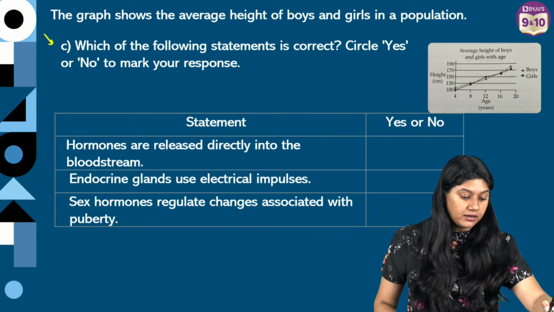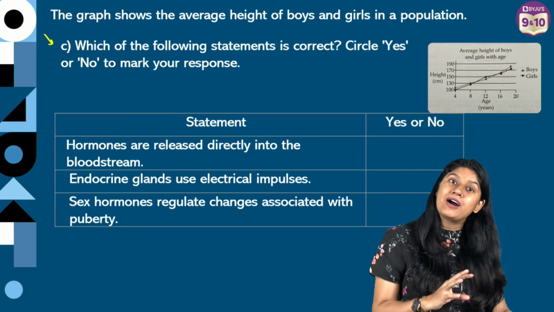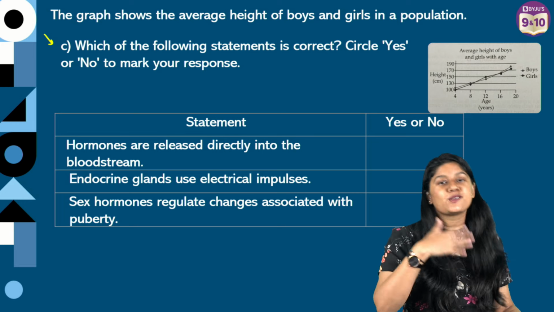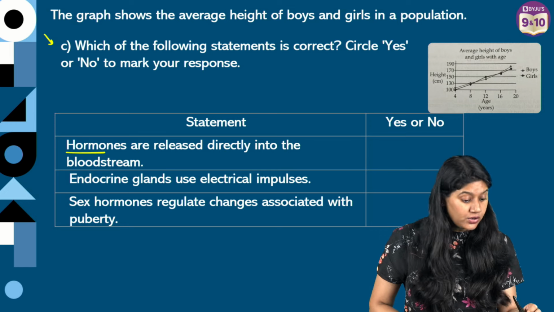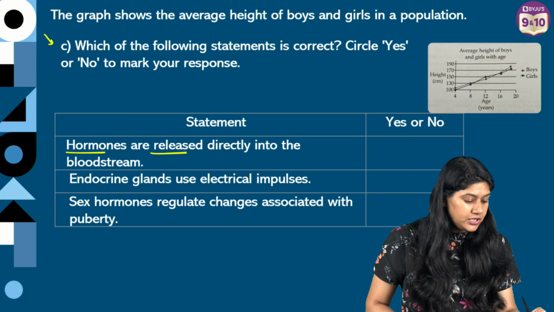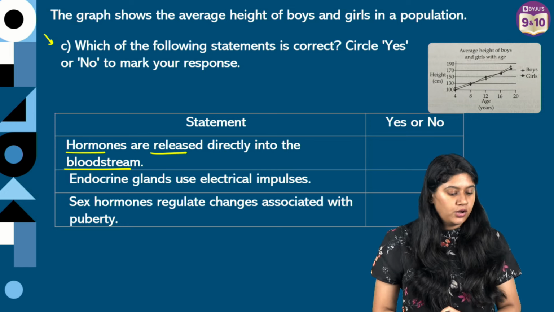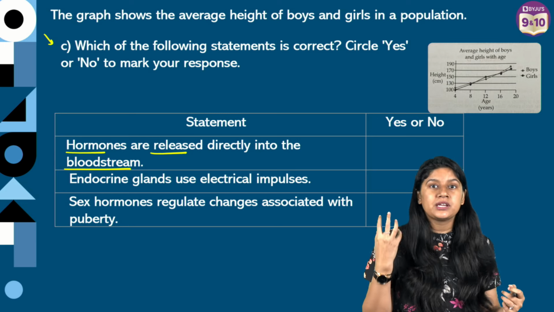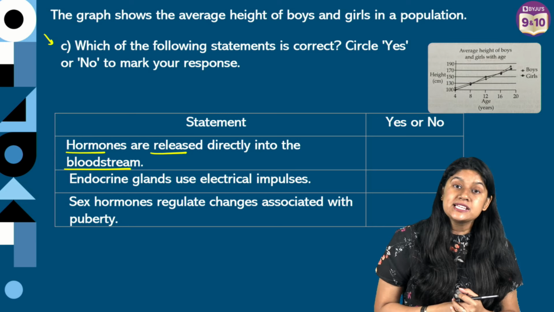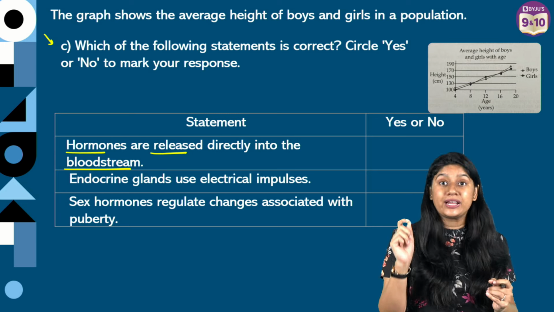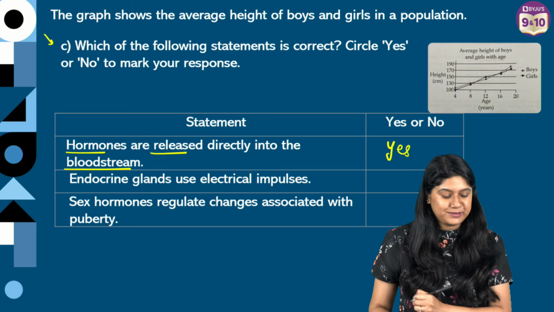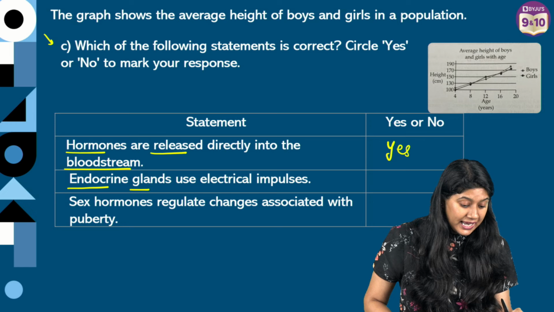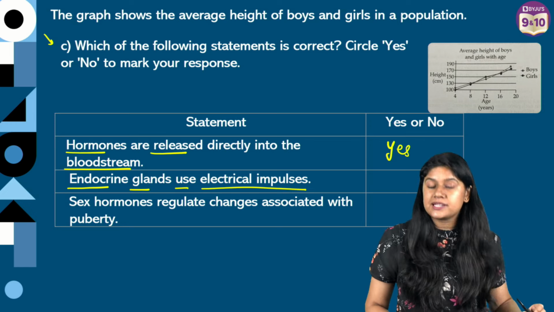Now we have to read the following statements and find out whether they are true, whether the answer is yes or no. Statement 1 is that hormones are released directly into the bloodstream. We know that hormones are chemical messengers. They are released by the glands directly into the bloodstream. So the answer will be yes. Endocrine glands use electrical impulses? The answer will be no.